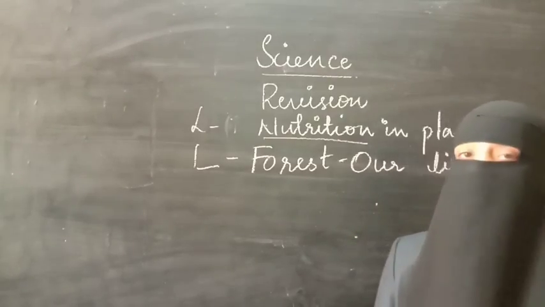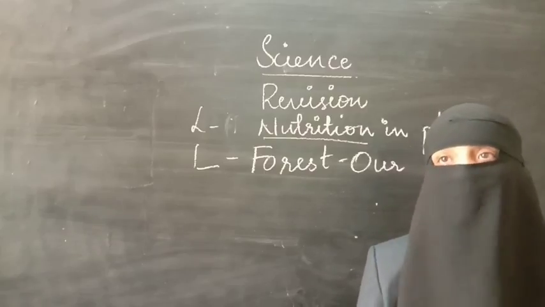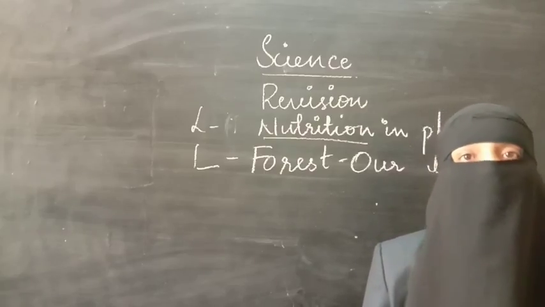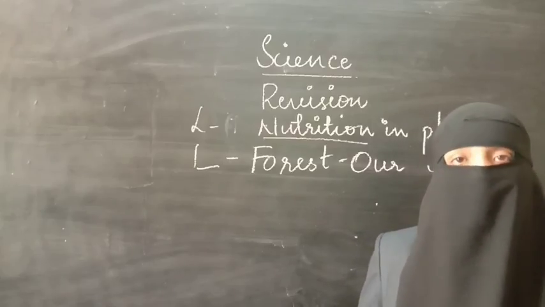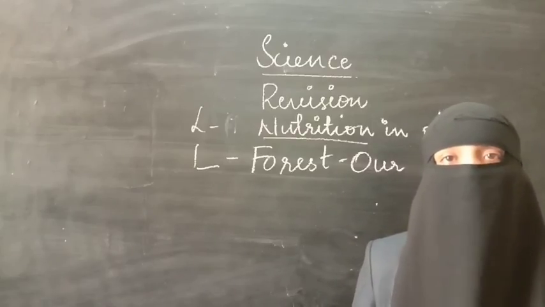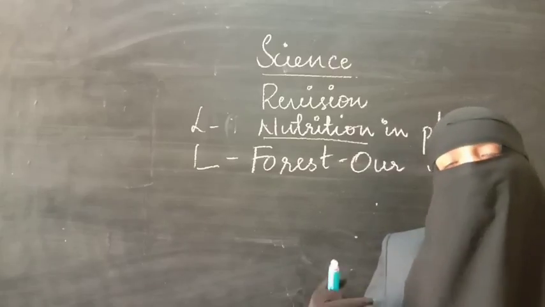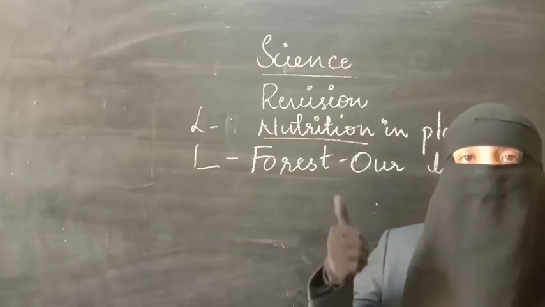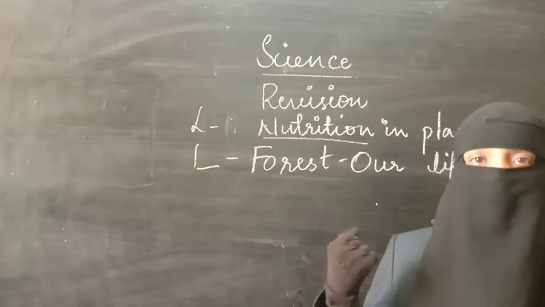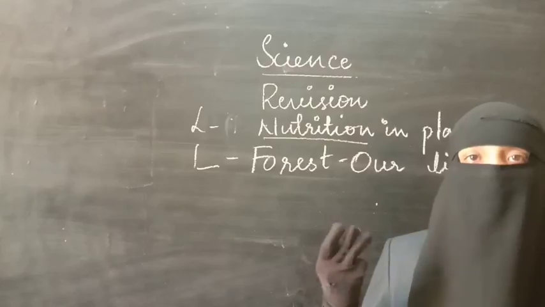And you have learned what will happen if one factor is absent. Like one very important activity: what happens if light is absent for photosynthesis? To perform photosynthesis, what are the four major things required? That is carbon dioxide, water, sunlight, and chlorophyll.